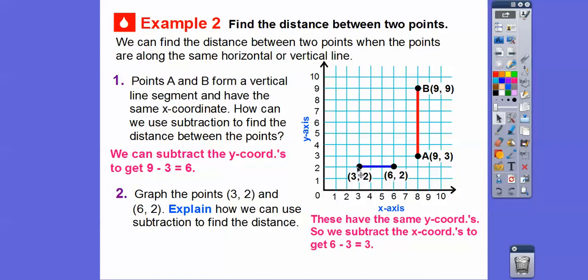You could also graph these points and count the distance. Here's 1, 2, 3. But it asks us to explain how we can find the distance using subtraction. So we subtract this x, which equals 6, minus this x, which equals 3, and we get the distance to be 3.